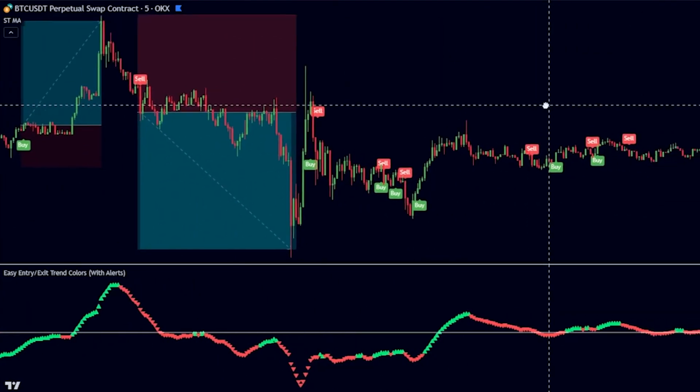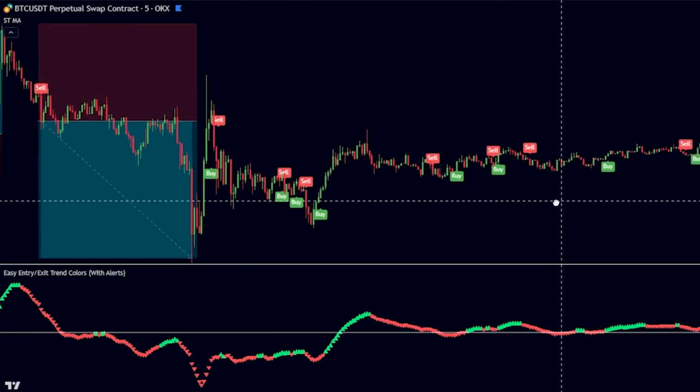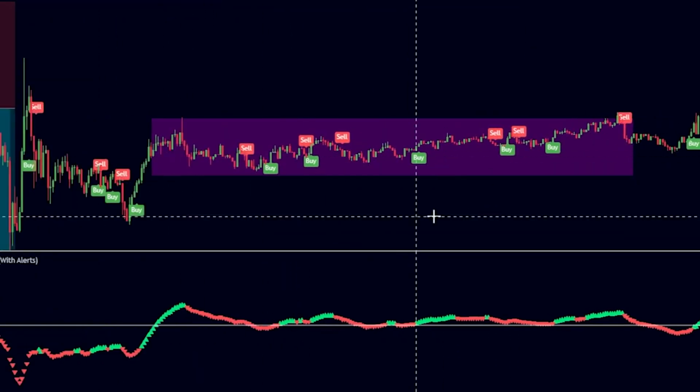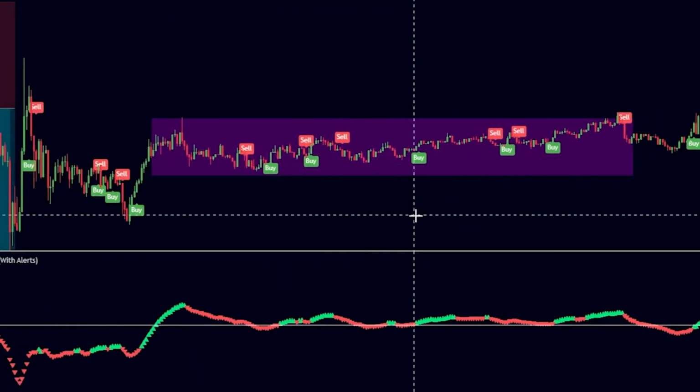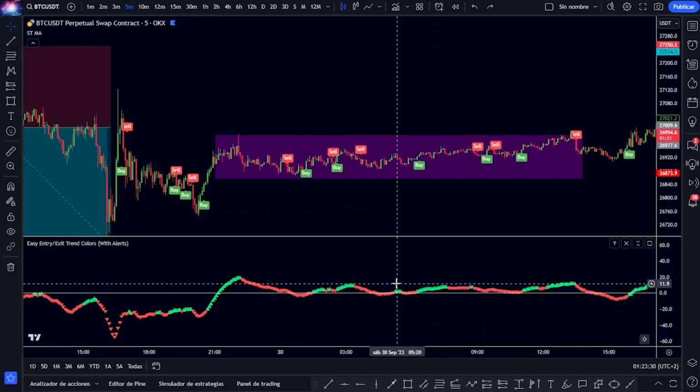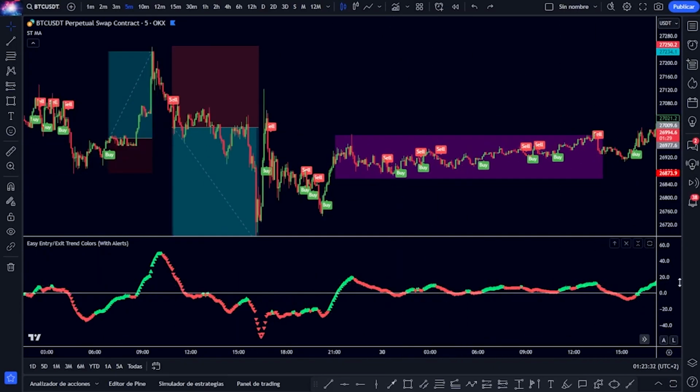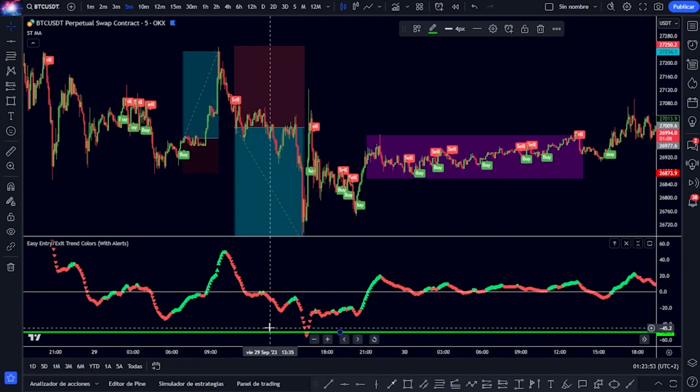But many of these signals are not so clear and also are in areas or ranges of lateralization or consolidation. This is obviously very difficult to operate and we would lose many operations, and is that this strategy is literally based on two horizontal lines that we will place on the lower indicator at specific points.